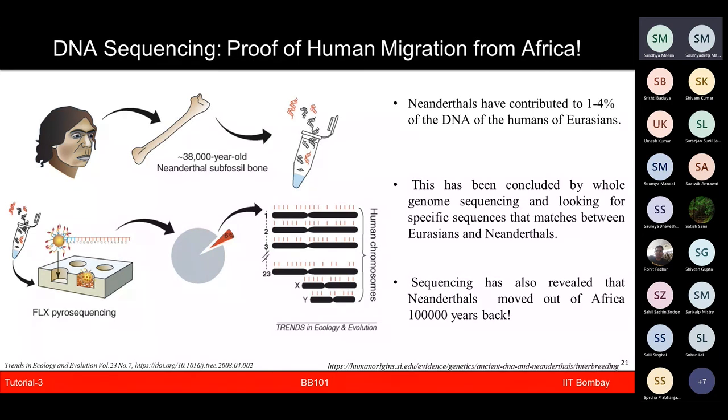Yeah. So this is just an interesting fact that Neanderthals have contributed 1 to 4% of the DNA in humans of Eurasian descent. This has been concluded by whole genome sequencing and looking for specific sequence matches. This is basically how we use DNA sequencing to answer evolutionary questions, and next generation sequencing methods are used to answer many of the fundamental questions of how we are evolving, because such technologies are helping us. This is an application of such a technology. Next slide, please.